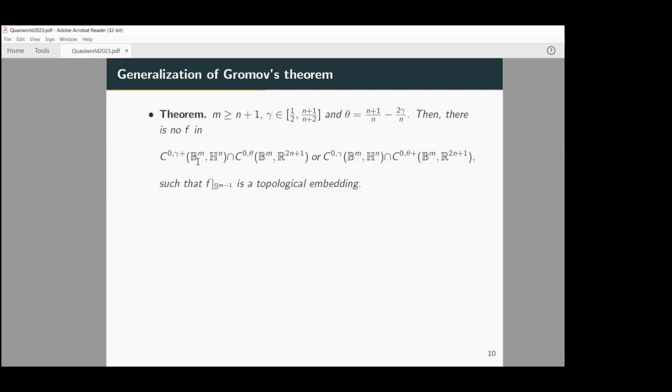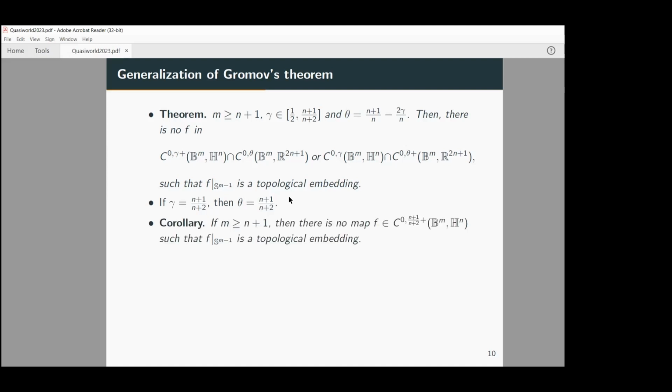So if we have gamma and theta and a mapping in this class, which is gamma Hölder continuous into H^n and theta Hölder continuous into R^{2n+1}, then there is no such mapping which, when restricted to the boundary, would be an embedding. So Gromov talked about the embedding of R^m into the Heisenberg group. So in particular, when you restrict this embedding to the sphere, that would be an embedding of the sphere. Okay. So when gamma equals (n+1)/(n+2), then theta is also equal to (n+1)/(n+2).